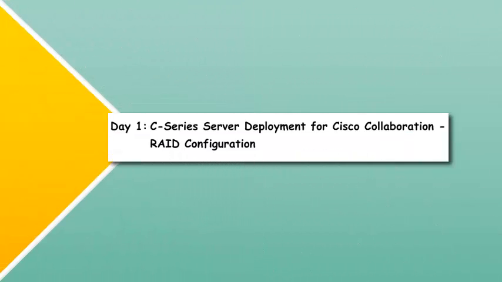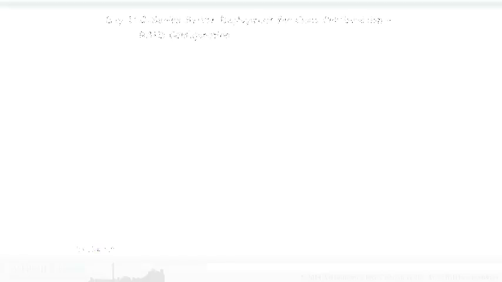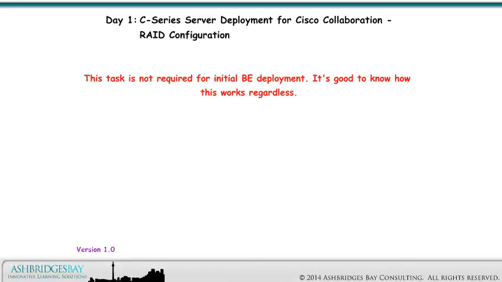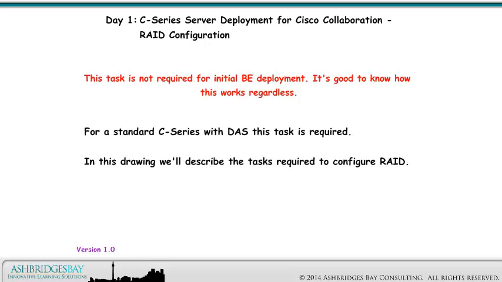Welcome to our drawing, Day 1 C-Series Server Deployment for Cisco Collaboration RAID Configuration. This task is not required for initial BE deployment. However, it's good to know how this works. For a standard C-Series with DAS, this task is required. In this drawing, we'll describe the tasks required to configure RAID.